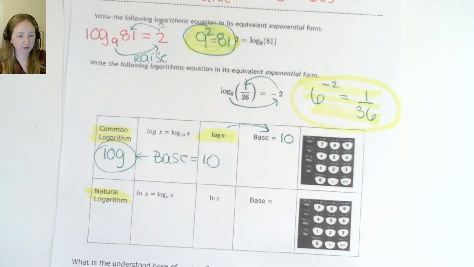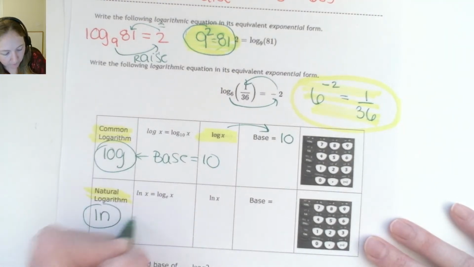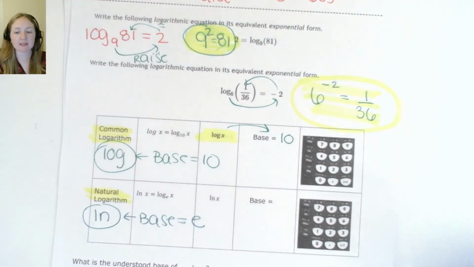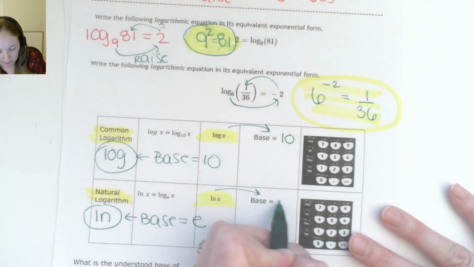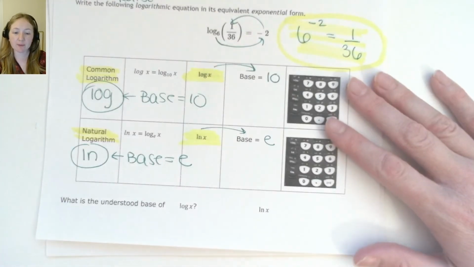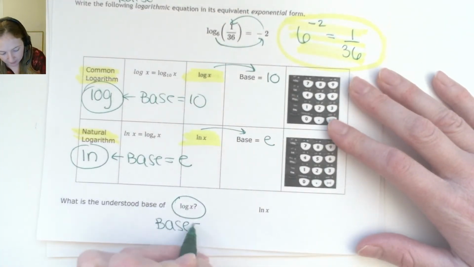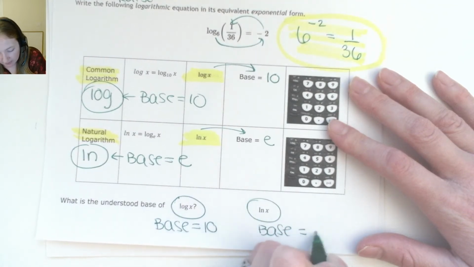And the other logarithm is our natural logarithm. That's ln. And when you see ln, that base is understood to be e. So nobody's going to write the e. They are just going to assume as an educated person that you know that you're talking about base e. So again, to repeat, the understood base of just log, that has a base of 10. And then the understood base of natural log is e.